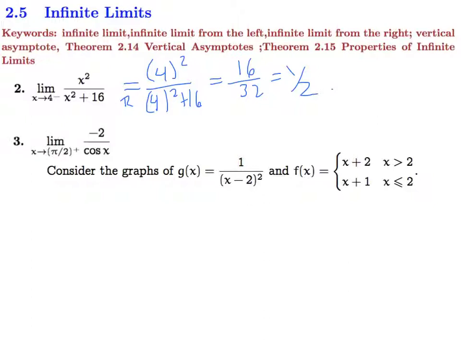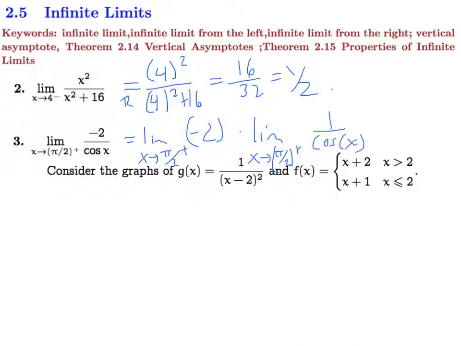So now, what if we're faced with something like this? Well, again, we can look at this and think of it in terms of trying to compute two separate limits. Let's compute the limit as x approaches pi over 2 from the right of just -2, and the limit as x approaches pi over 2 from the right of 1 over cosine of x. So the first limit is fairly easy. It's just a constant, so this is just going to be -2.